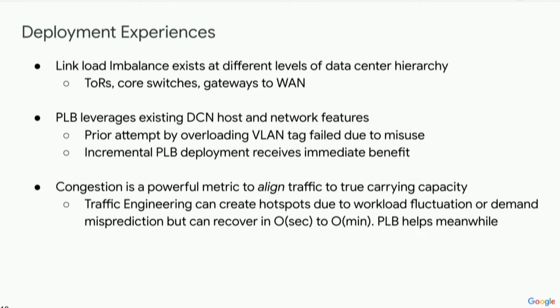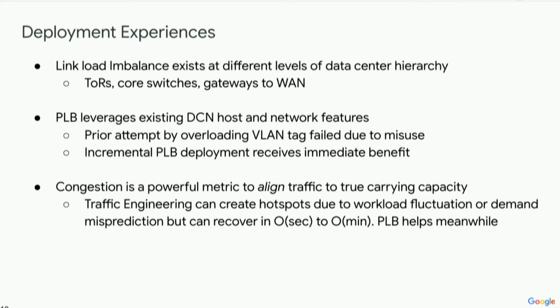PLB leverages the DCN host and switch features. It is incrementally deployable and coexists incredibly well with legacy or non-PLB traffic. With partial deployment, when competing with legacy traffic on a shared bottleneck, PLB-enabled traffic can move away to more congestion-free paths, leaving more bandwidth room for legacy traffic. We observe that congestion is a powerful metric to align traffic to the true carrying capacity along the path.